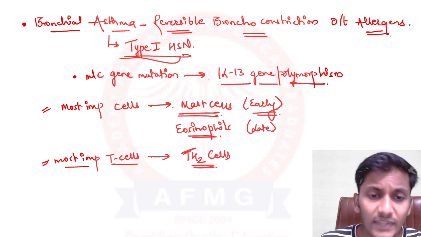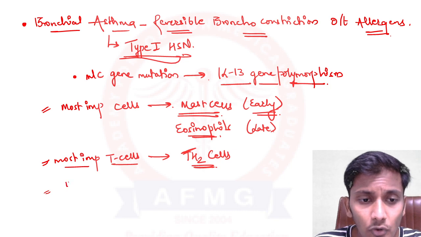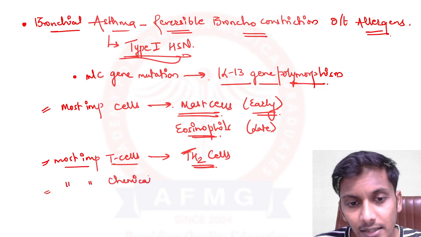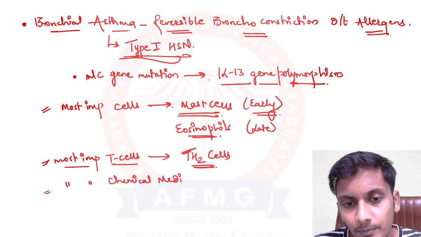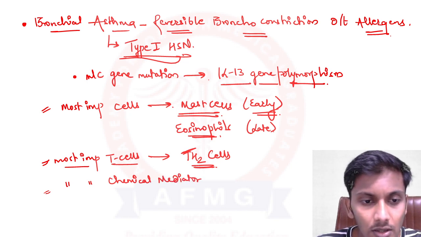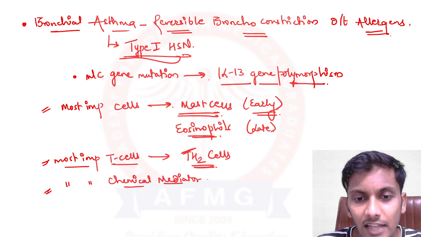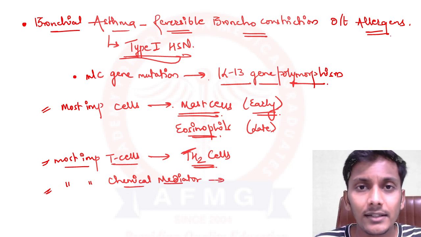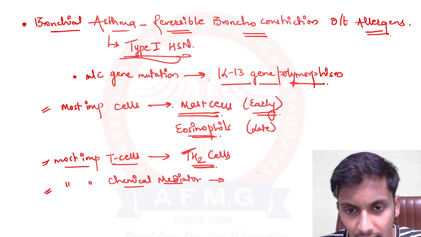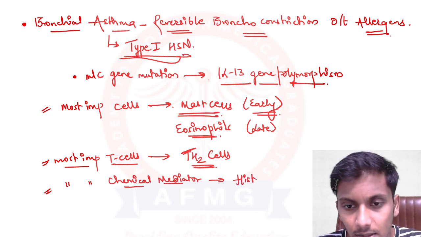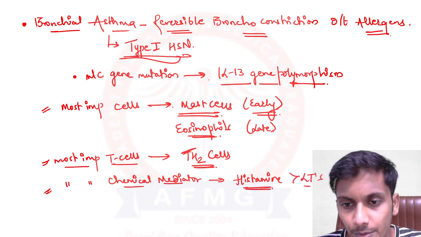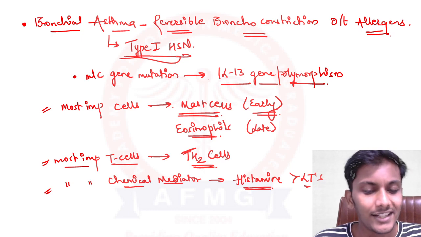Important one. The next question can be the most important chemical mediator. Which is the most important chemical mediator in cases of asthma or type 1 hypersensitivity? As we have studied earlier, mast cells degranulate and release histamine. So please remember, histamine is the most important chemical mediator in cases of asthma, followed by leukotrienes.